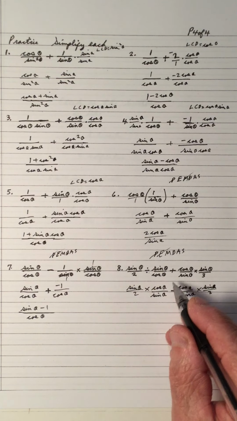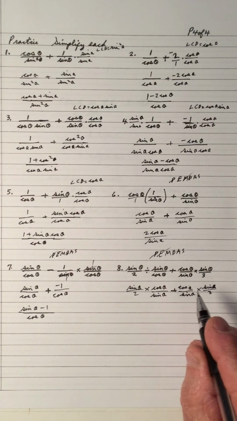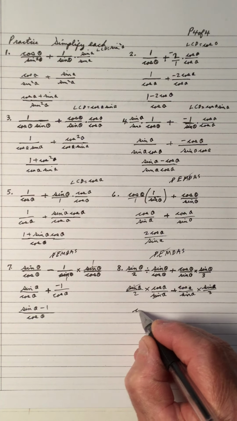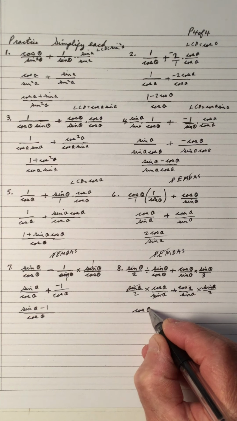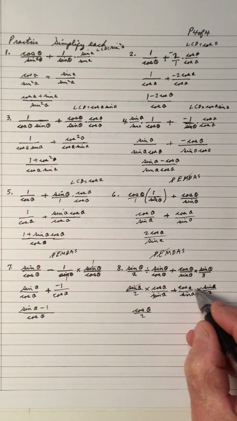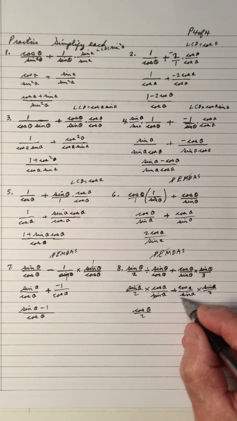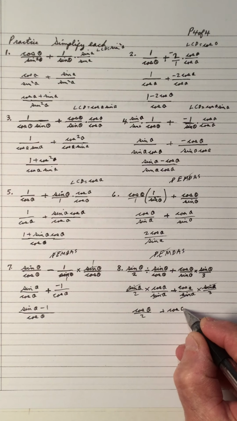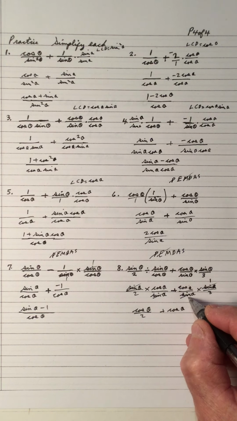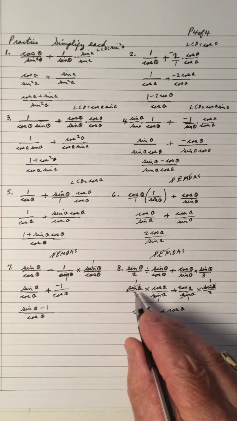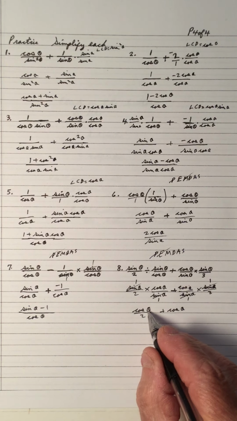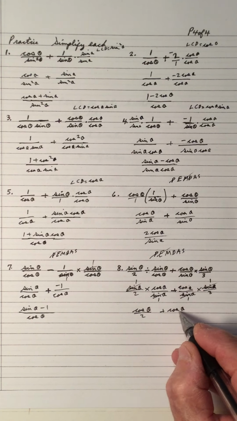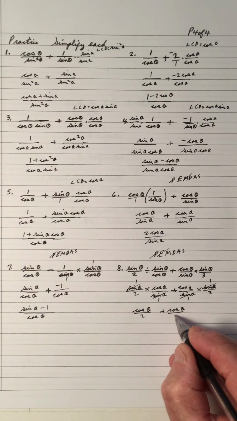Now I have to do multiplication before I add. So I cancel the fractions here. So that gives me cos theta over 2. And I have to cancel here. And when I cancel I get 1 and 1. And 1 and 1. So 1 times cos theta is cos theta. 2 times 1 is 2. Cos theta times 1 is cos theta. 1 times 3 is 3.